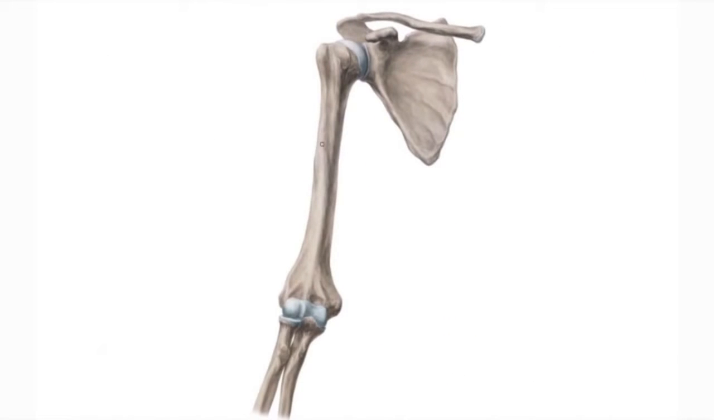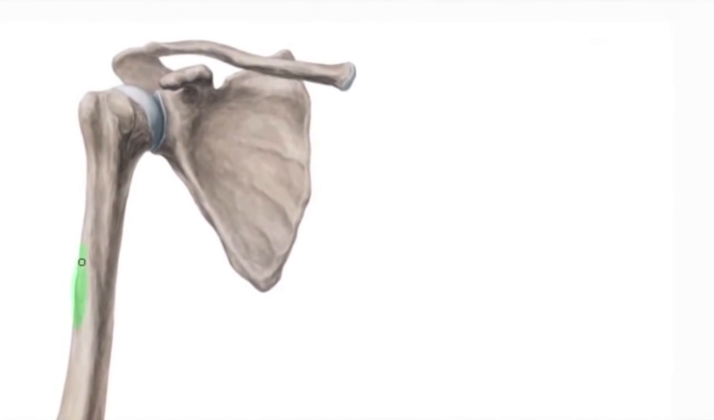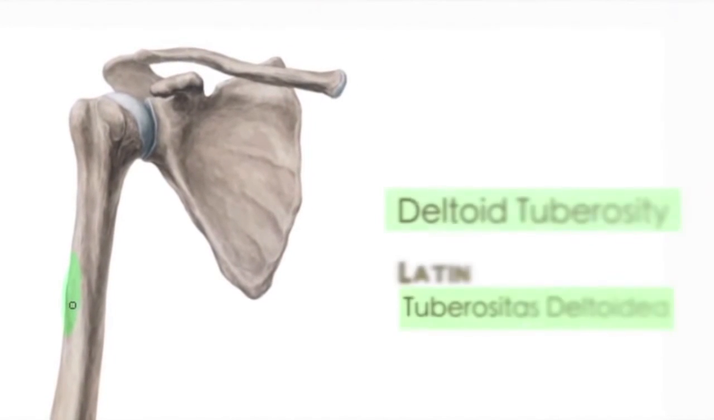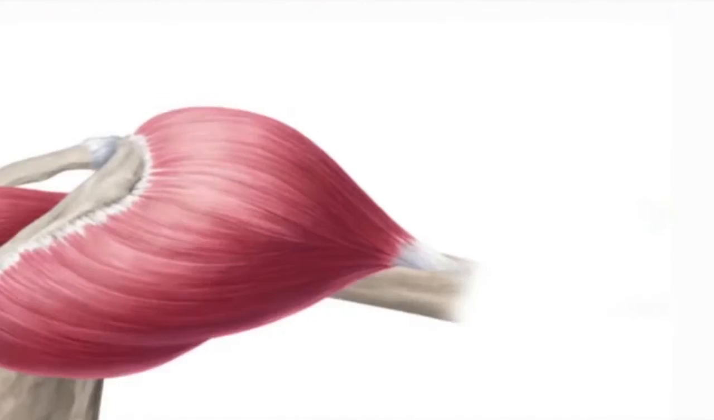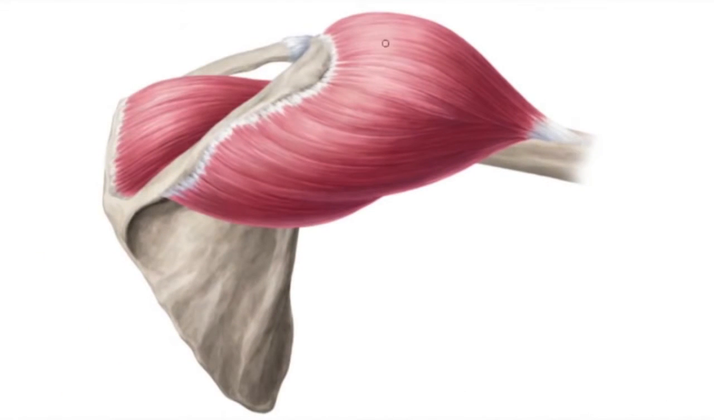If we move distally, we're going to find here a tuberosity, and this is known as the deltoid tuberosity. And as the name indicates, this is where the deltoid muscle is going to insert. So you have here an image of the deltoid muscle, and it's using the deltoid tuberosity on the humerus to insert.